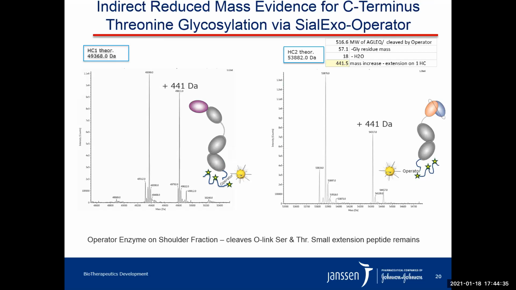We also confirmed the site of glycosylation of the intact mAb by reduced mass analysis performed in series with SialEx operator. The spectra show an added sequence of 441 daltons corresponding to the cleavage before the first glycosylated threonine. This result correlates well with the peptide level evidence that we obtained.